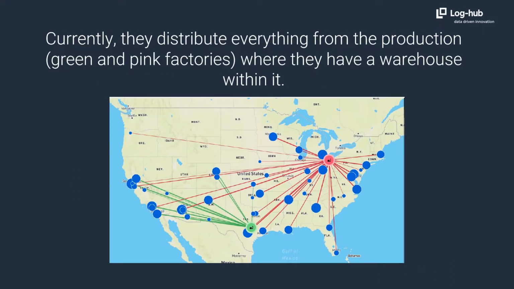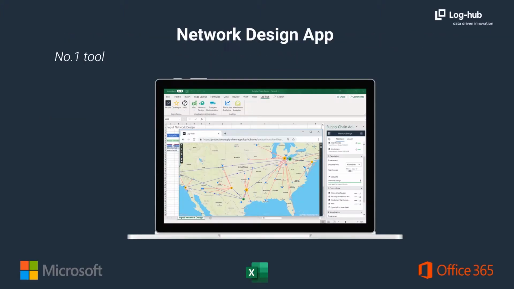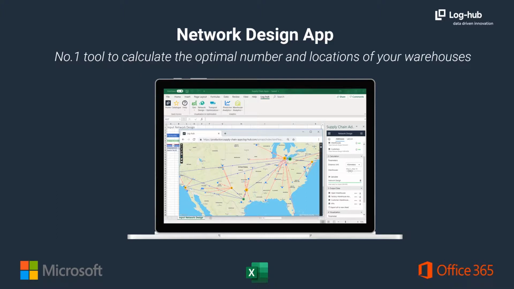Currently, they distribute everything from the production where they have a warehouse within it. The main questions to be answered in order to choose optimal warehouses: how many warehouses the company needs, where should they be located, and how big should they be? To answer these questions, we'll use Network Design App, number one tool to calculate the optimal number of locations of your warehouses.